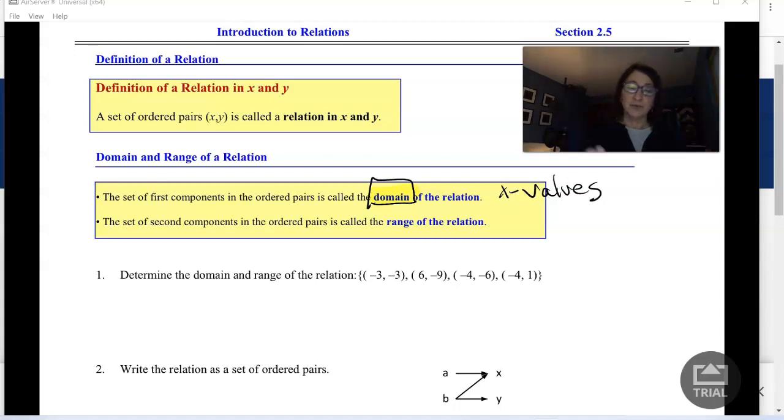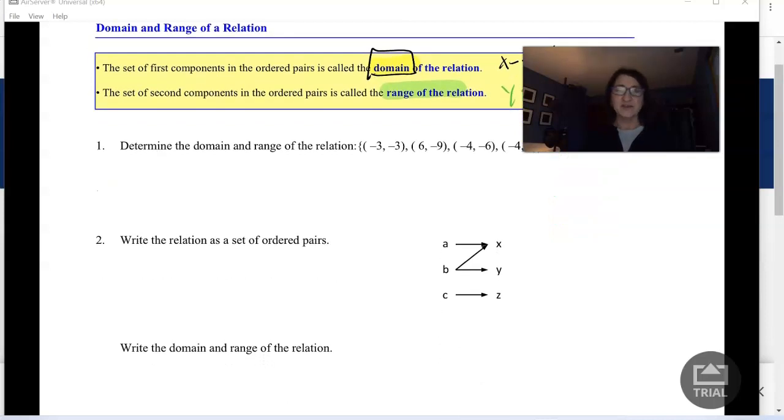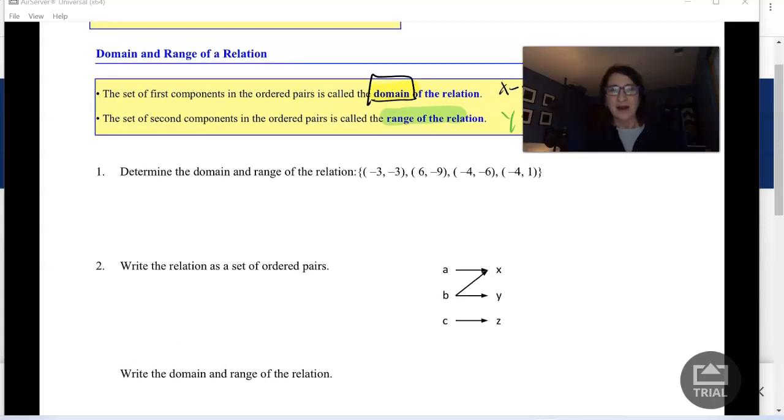And then your range is simply going to be all of your Y values. So let's just explore how this works with a finite set. A finite set is a set in which we can count the members. So for this example that we have here, our set has 4 ordered pairs.